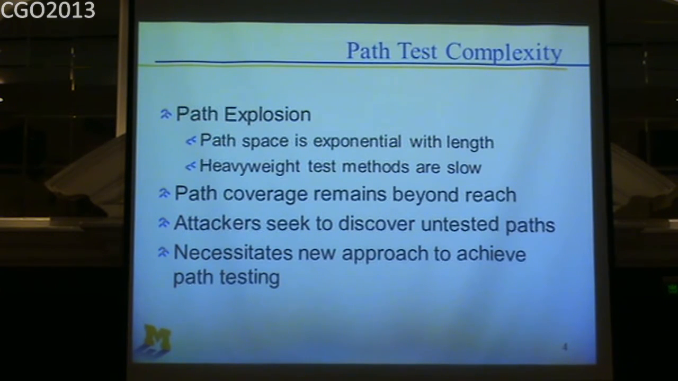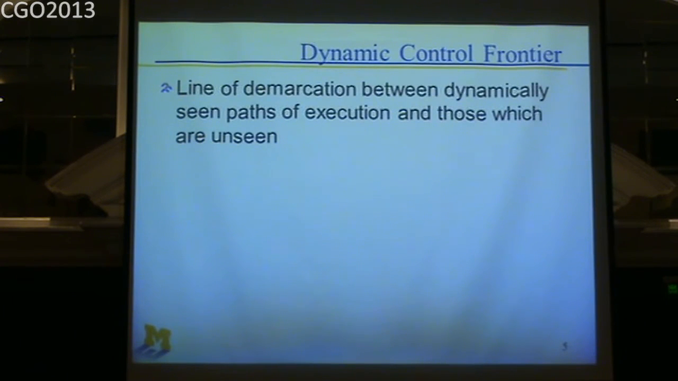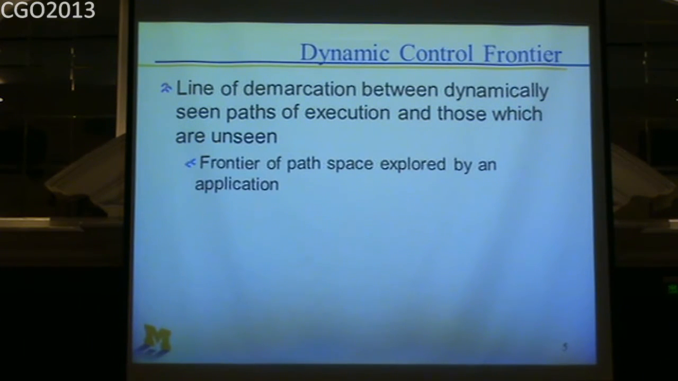And for this, we propose a novel mechanism in order to pinpoint the paths where bugs are hiding that are most likely to end up being exploited. And this we call the dynamic control frontier. Now, the dynamic control frontier represents the line of demarcation between dynamically seen paths of execution and those which are unseen. Simply, it is the frontier of the path space explored by an application.